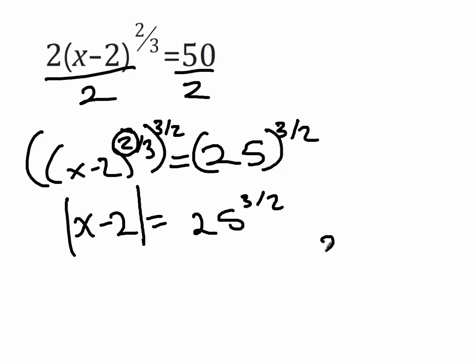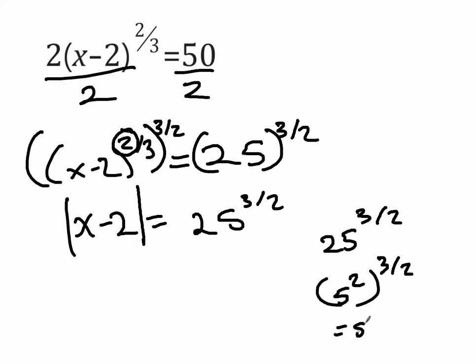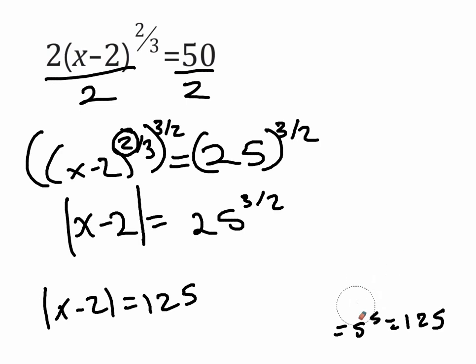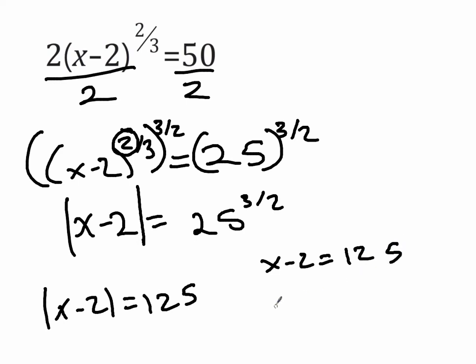We saw that 25 raised to the 3/2 is the same thing as 5 squared raised to the 3/2, which is equal to 5 cubed, or 125. So we have the absolute value of x minus 2 is equal to 125. Then if you remember from solving absolute value equations, that means you have two cases here. You have x minus 2 is equal to 125, or x minus 2 is equal to negative 125.